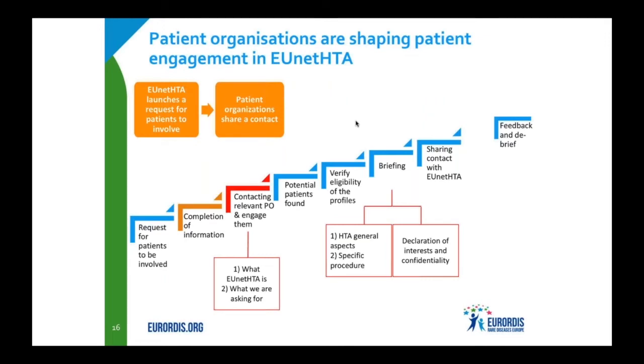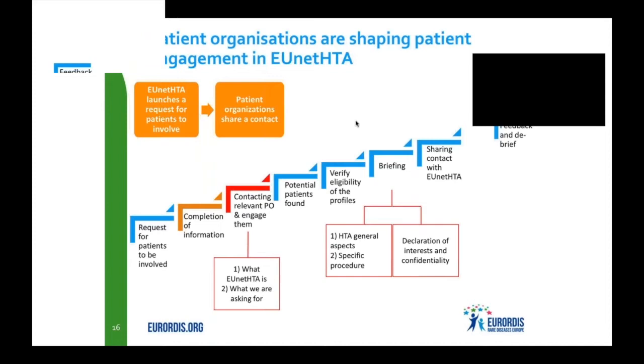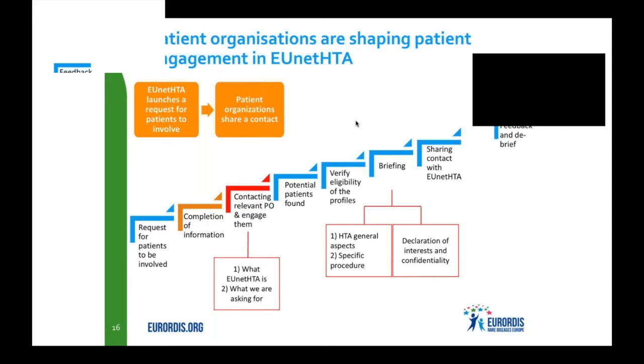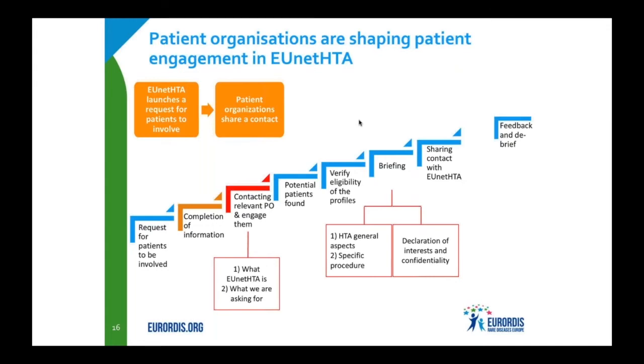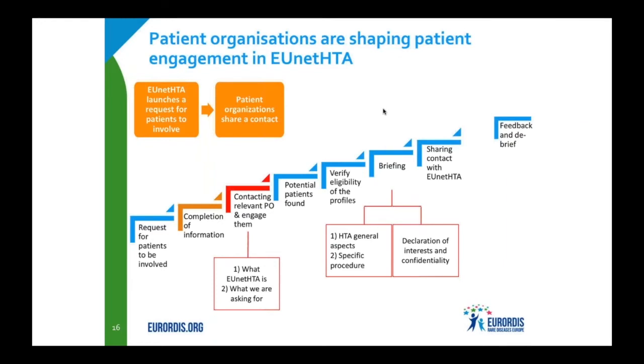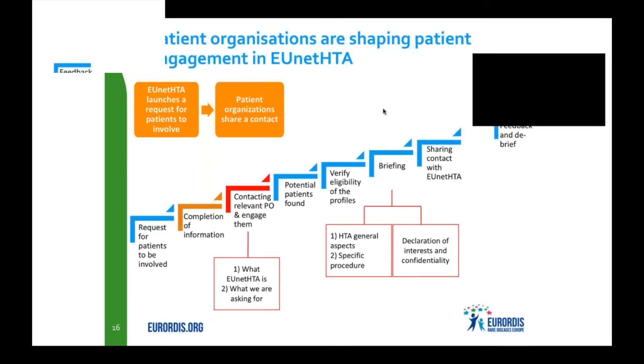Okay, this is just very briefly to show how patient organizations are shaping patient engagement in EUnetHTA. There is no established framework in EUnetHTA currently, like the EMA has, and therefore the patient organizations involved in EUnetHTA are creating their own systems to engage patients. This sort of staircase shows the process from when EUnetHTA launches a request for a patient to be involved, for example, in an early dialogue, until the umbrella patient organization in EUnetHTA shares the contact and the patient is involved. So it goes through an identification and mentoring process of the patients that are going to be finally involved.